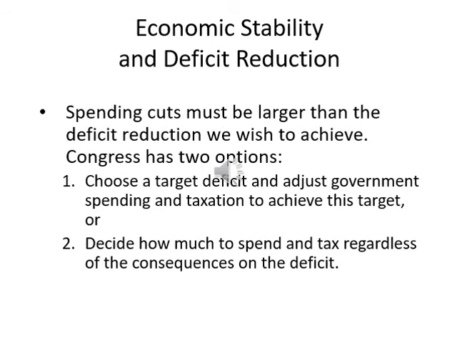Congress has two options. 1. Choose a target deficit and adjust government spending and taxation to achieve this target, or 2. Decide how much to spend and tax regardless of the consequences on the deficit.